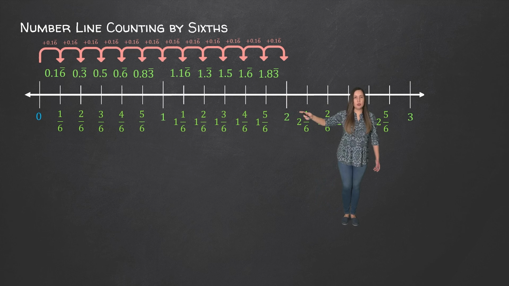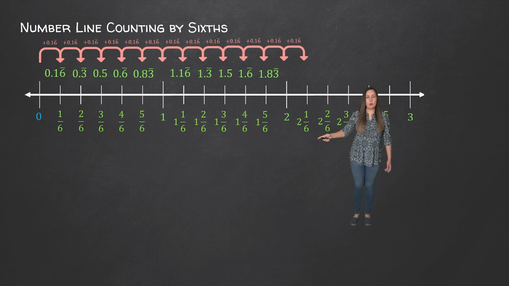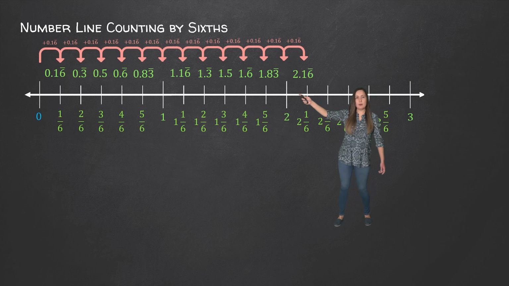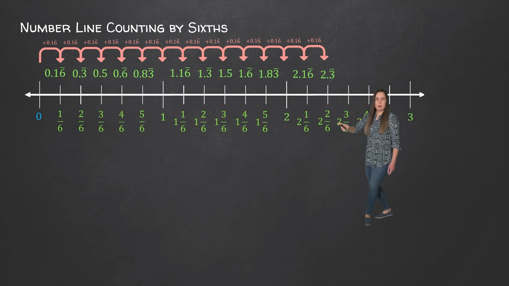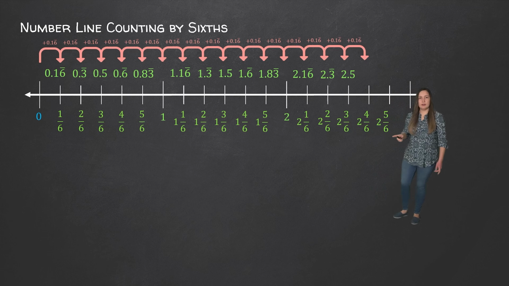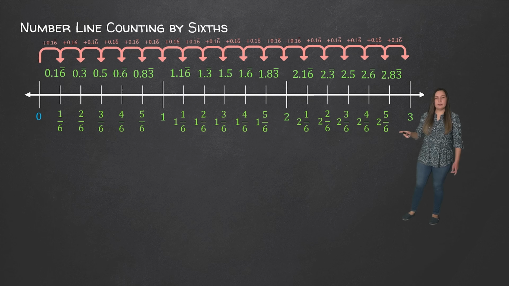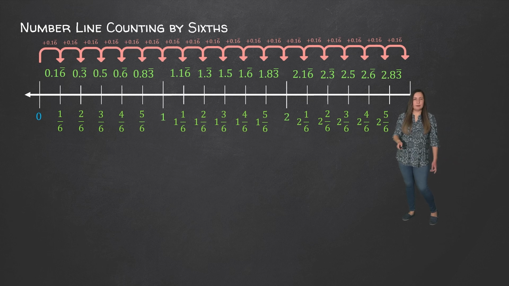Then we get to 2. And then when we have 2 and 1/6, the decimal is the same as 1/6, except this time our whole number starts with 2. So the same thing happens for each one of these because we have a whole number of 2. But the fractions are the same.